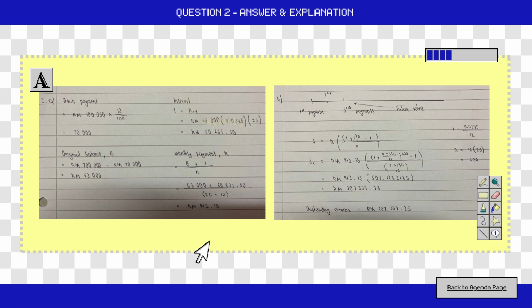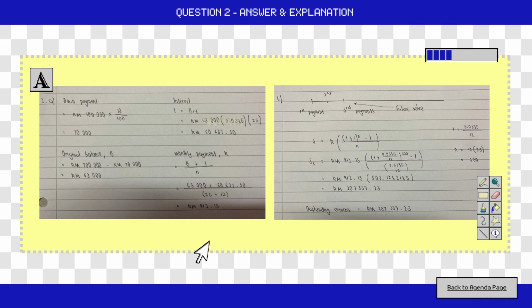So the down payment is 70,000 ringgit. And then we can find the original balance, because original balance is equal to cash price minus the down payment. So the original balance is 630,000. For the interest, the formula is BRT, and then we get 60,637 ringgit 50 cents. With all the information gathered, we can finally use it to find the monthly payment. The final answer, the monthly payment, is 412 ringgit 13 cents.